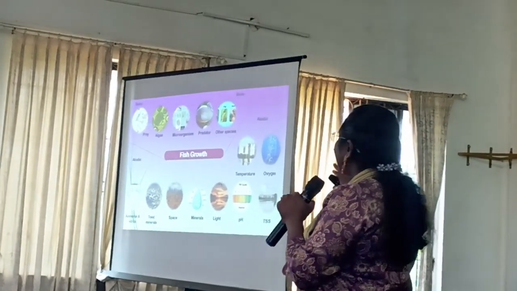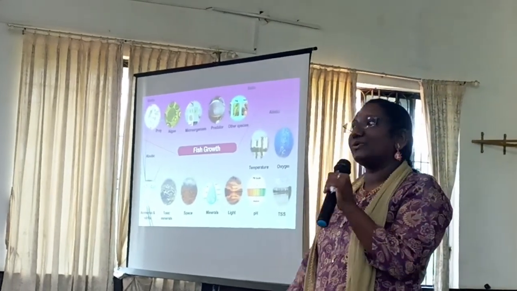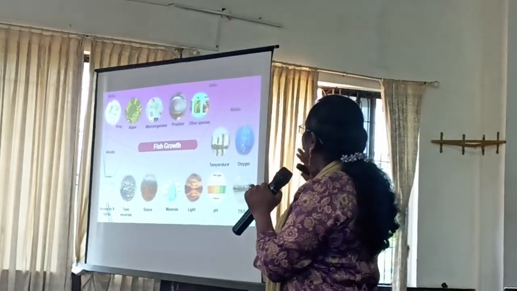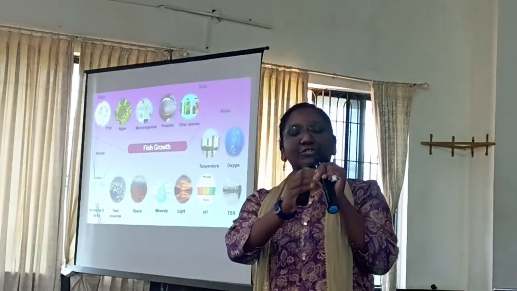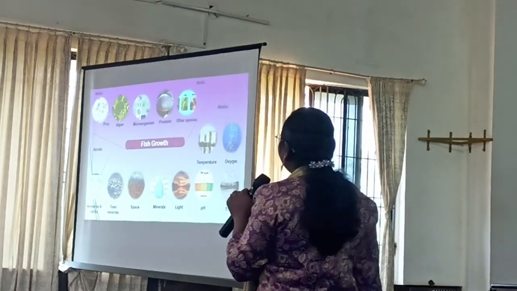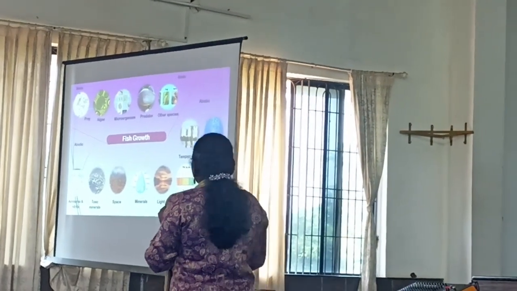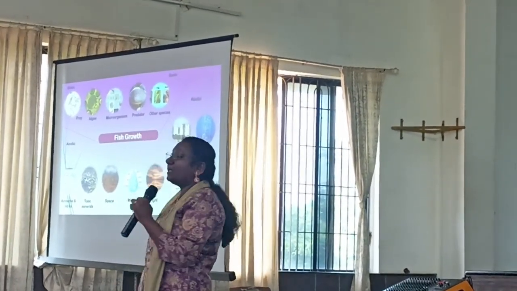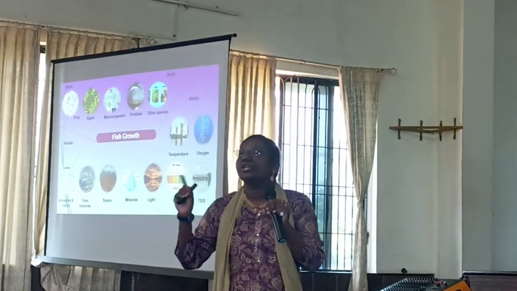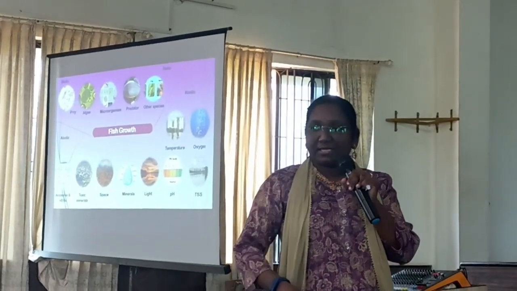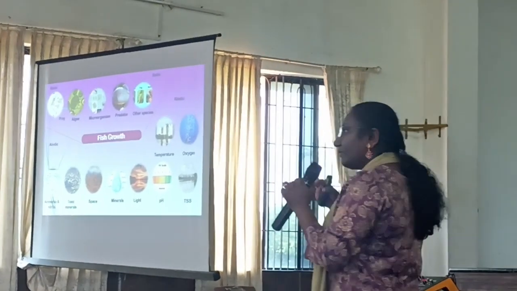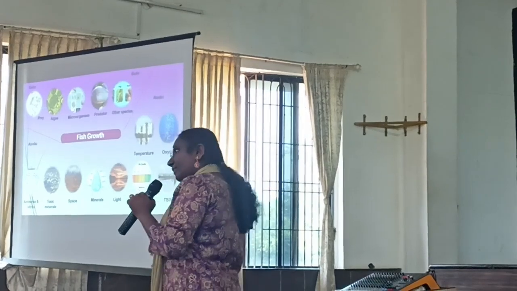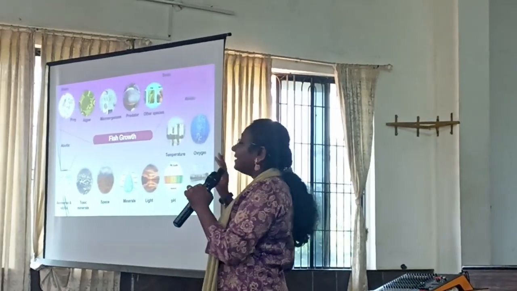Another one, the fish growth. For fish growth, the biotic and abiotic factors will affect it. What are the biotic factors? Here we can see the prey-predator relationship is very important. Wherever the prey is higher, it will affect the fish population. Wherever the predator is higher, it will also affect the fish population. So the prey-predator relationship is very important.